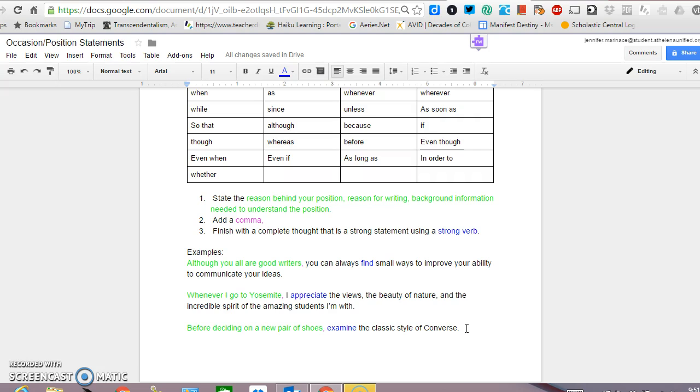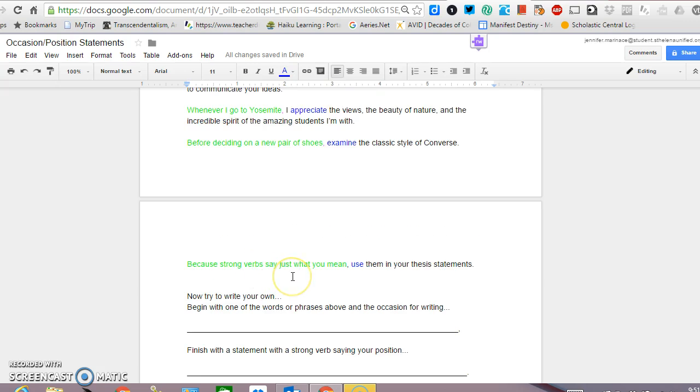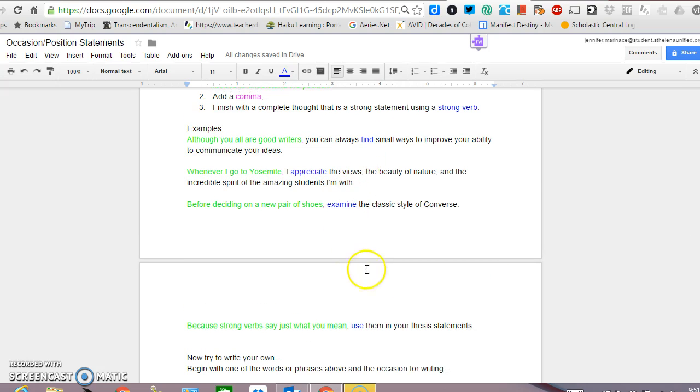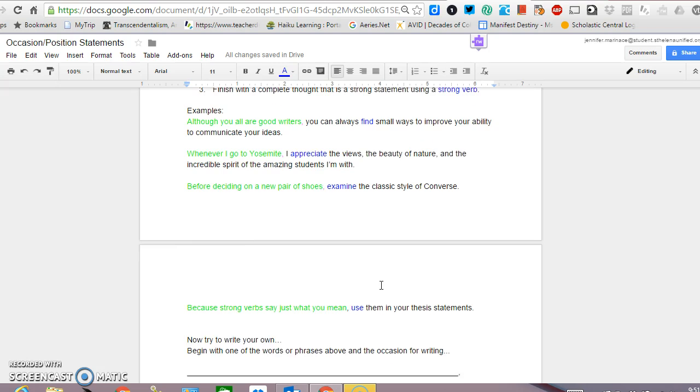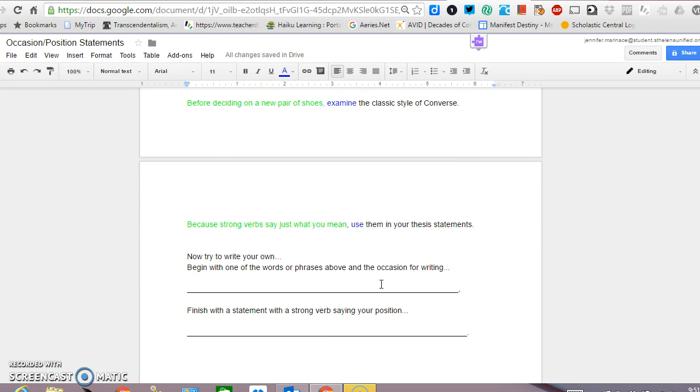Here's another one. Because the strong verbs say just what you mean, comma, use them in your thesis statements, okay? And there's my strong verb, use. Notice none of my verbs here have been any form of the verb to be. Is, are, was, were, not in here anywhere. If you find yourself wanting to use one of those, go ahead and use it, but circle it so that you go back and add in a much stronger verb than that.